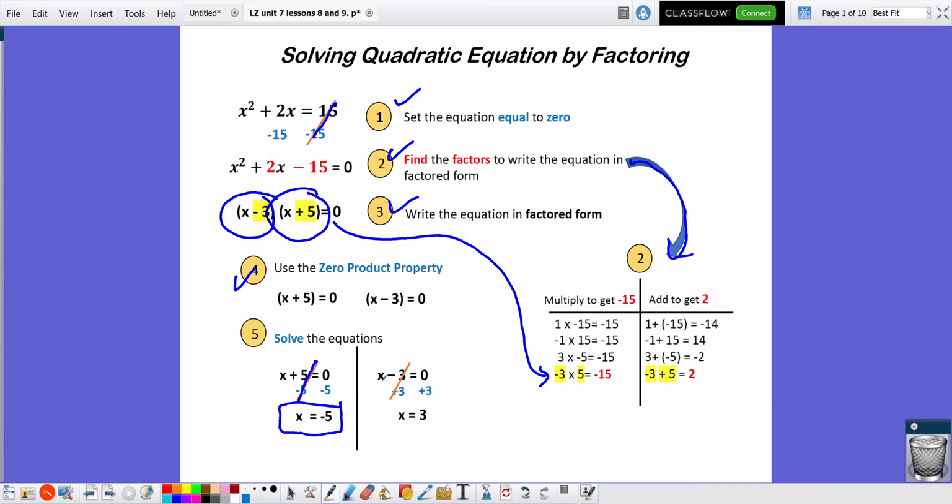So for this one is x minus 3 equals 0. So to cancel negative 3, I need to add 3. So negative 3 plus 3 equals 0. So my answer is x equals 3. So that's step 5. If you follow these steps, you'll be able to solve quadratic equations by factoring.